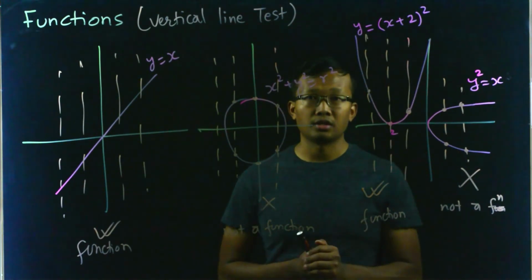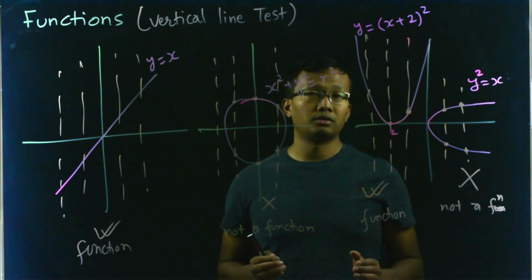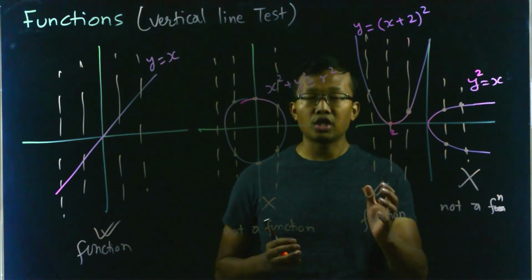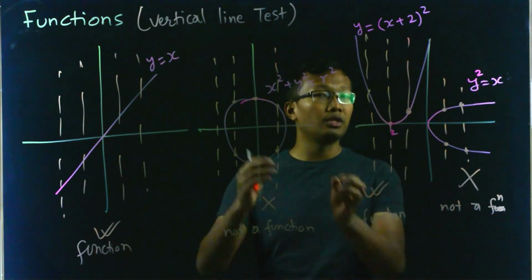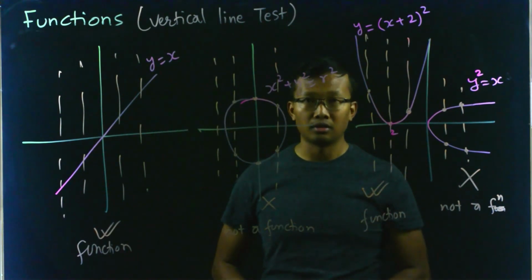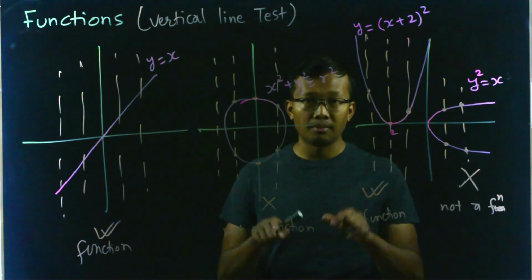Okay, here's the question. How do you correspond the vertical line test with the definition of the function? Comment below.